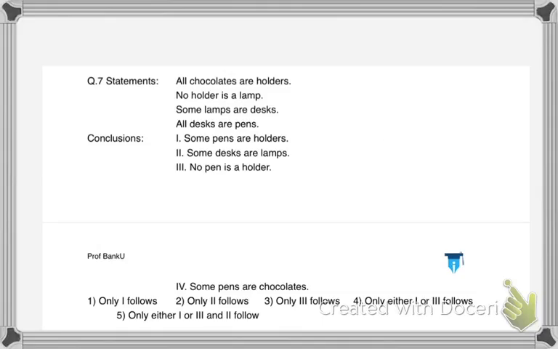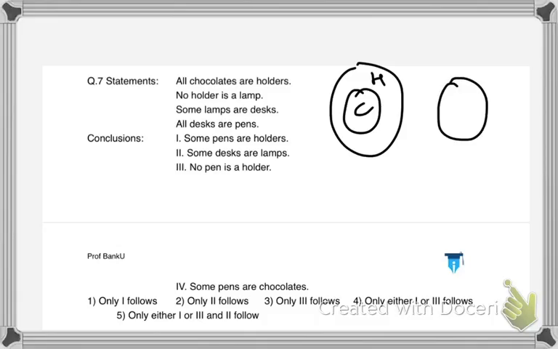Now we move on to another question, question number 7. It is an interesting question, a special one that I have selected from your worksheet to explain. The question says: all chocolates are holders. No holder is a lamp. Some lamps are desks, and all desks are pens. So this is the diagram.